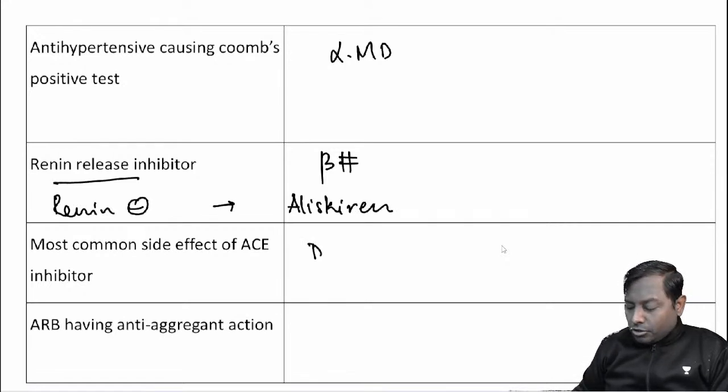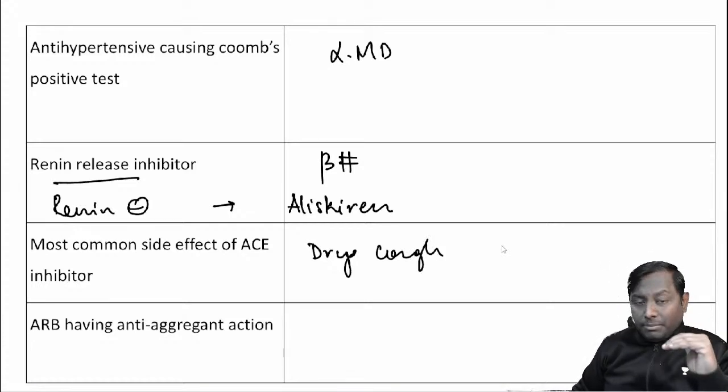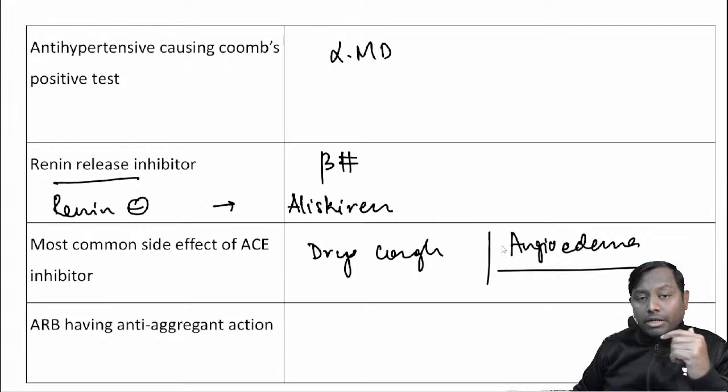ACE inhibitors, the most common side effect will be your dry cough. Many times the examiner also asks, okay, if there is angioedema, and they give you an image of angioedema. So this is mainly occurring due to which of the following inflammatory mediators? This is because of bradykinin mediation.